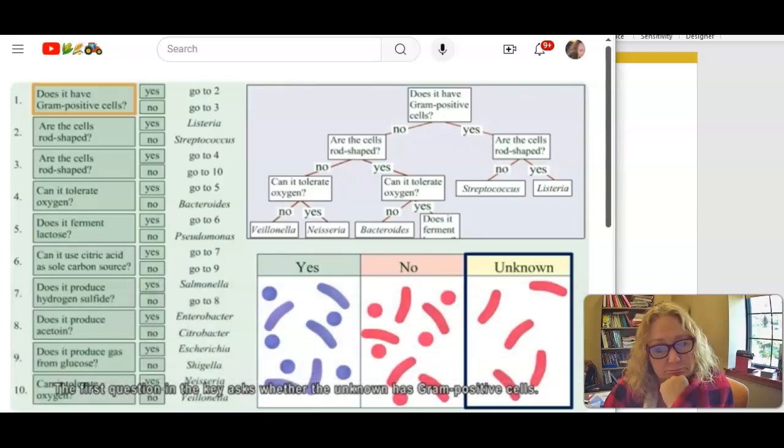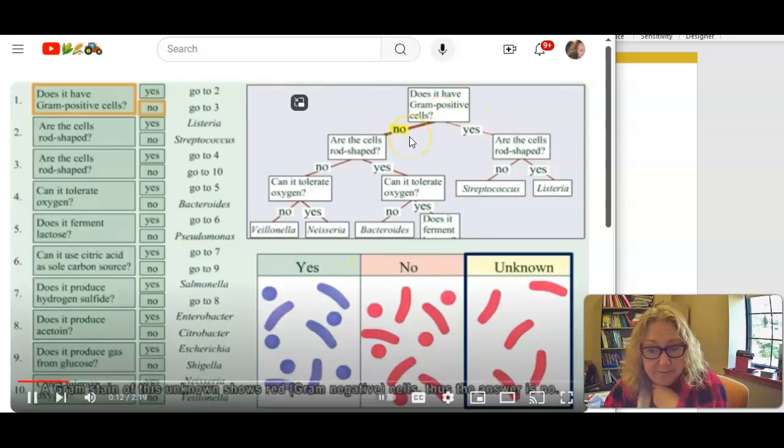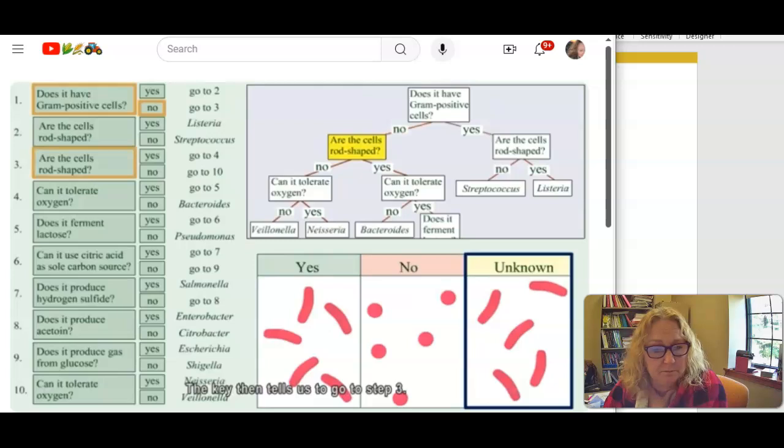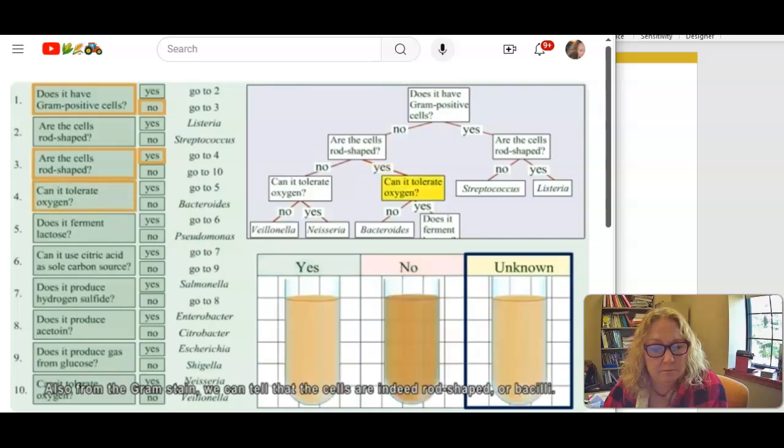Whether the unknown has gram-positive cells. A gram stain of this unknown shows red, gram-negative cells. Thus, the answer is no. The key then tells us to go to step 3. Also from the gram stain, we can tell that the cells are indeed rod-shaped or bacilli. The key then tells us to go to step 4.